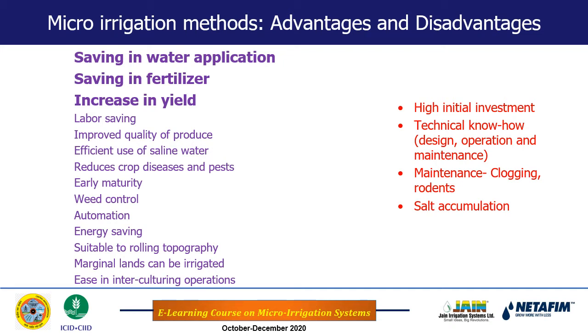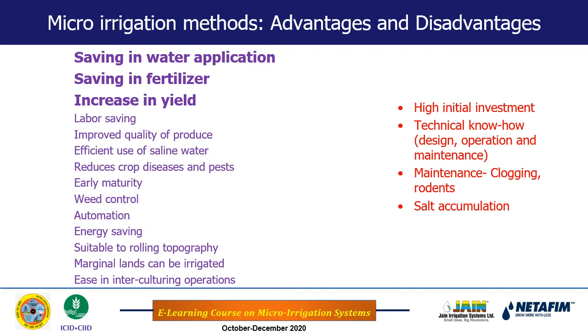And because of this lack of technical know-how, many times there are problems associated with the adoption, operation and maintenance of the drip irrigation system. Of course, many governments try to provide training and technical backup to the farmers for the adoption of this method. Then the third is maintenance. Naturally, as there are many components, those components need to be maintained. So more care and maintenance is required for the adoption of the micro irrigation method.